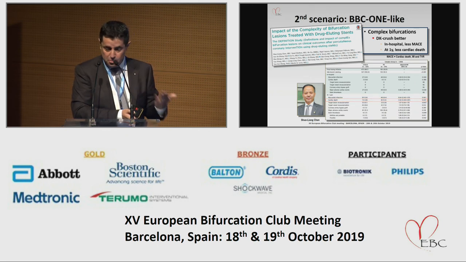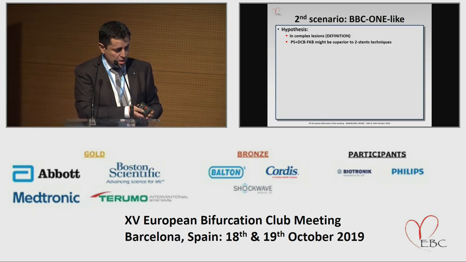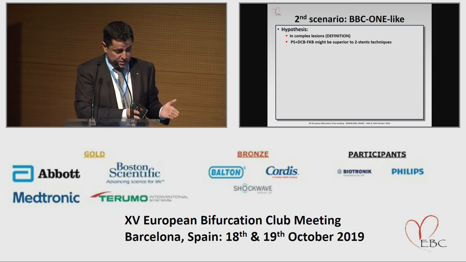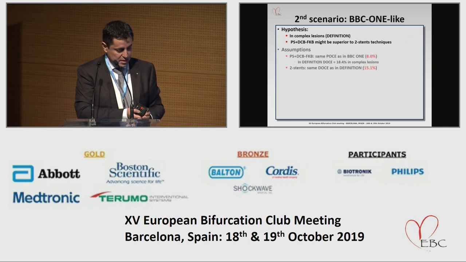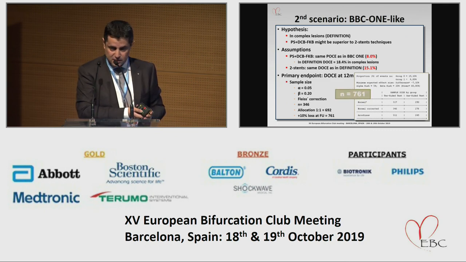And what is defined as complex bifurcation? It is more than 10 millimeters stenosis severity, but there is a list of minor criteria that also make a bifurcation complex. So the second scenario would be this hypothesis that in complex lesions, like the ones in the definition, a strategy of provisional stenting plus kissing with drug-coated balloon might be superior to two-stent techniques. If we do these assumptions, let's say for the sake of time, we will go quickly about this, we would need a sample size of 761 patients, including 10% loss to follow-up.